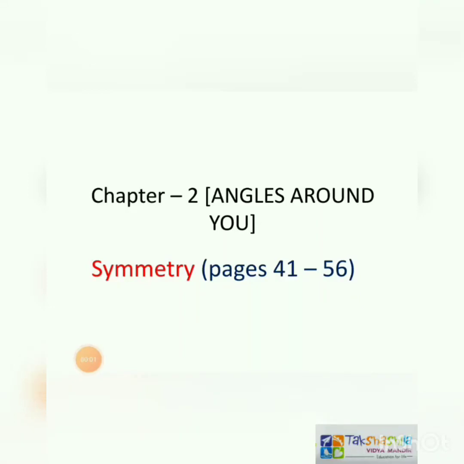Hello grade 5 children, in today's session we are going to see chapter 2, Angles Around You. Already we have completed the chapter, but we are going to see the pending topic today, symmetry.